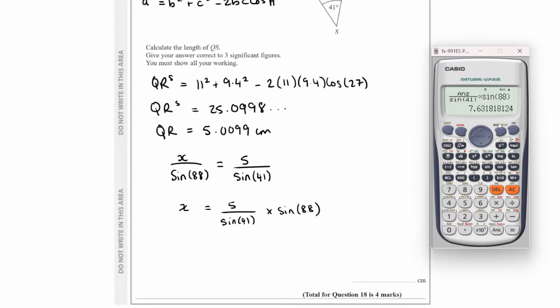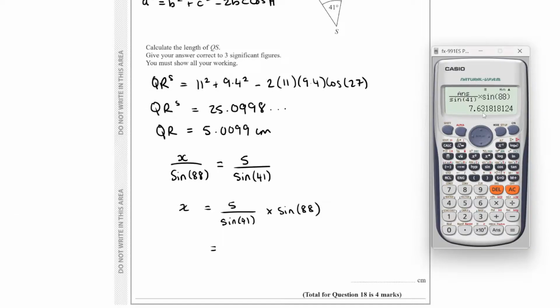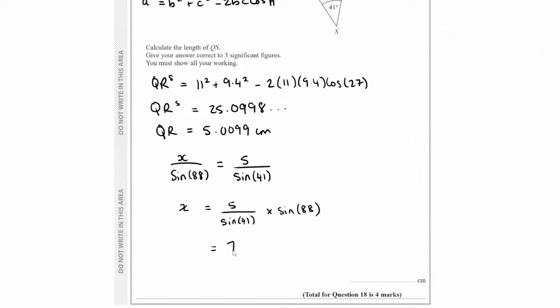Now this is my final answer, so I can round it now. They've said 3 significant figures again. So that would be 7.63. Now, again, they've given a slight range of possible answers, so as long as you got somewhere between 7.61 and 7.632 is what they've said. But that's the official answer, 7.63 is the exact answer. Okay, so that was just a quite straightforward sine and cosine rule question, actually.